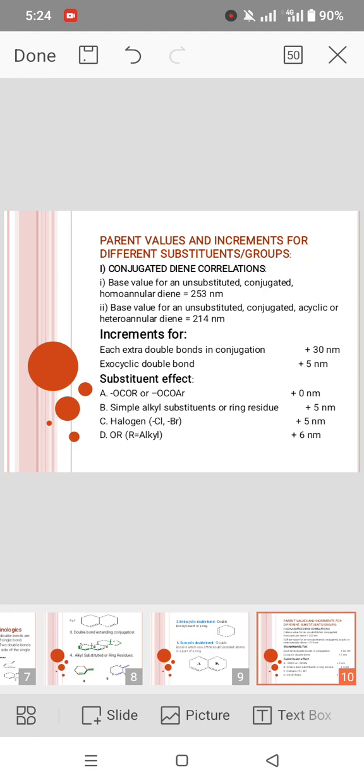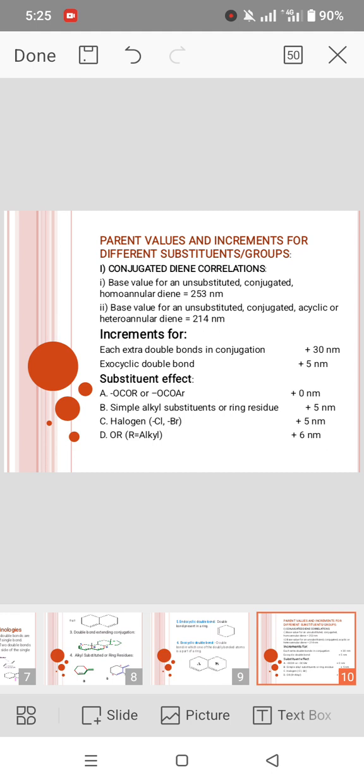Okay, now we are going to move towards the next part of our presentation, that is about the parent values or the base values and the increments for different substitutions or groups. This is the most important part of our presentation because knowing about these values, we will be able to find the lambda max of dienes. Okay. So the first important part is conjugated dienes correlations.